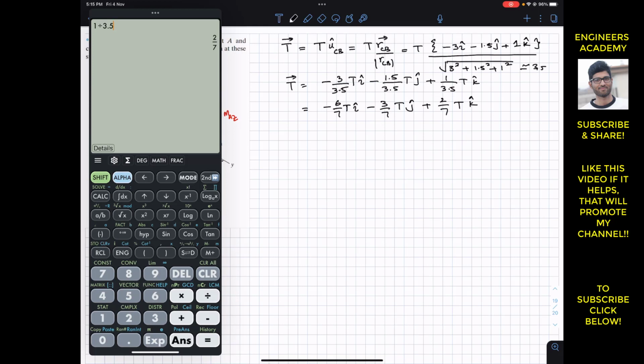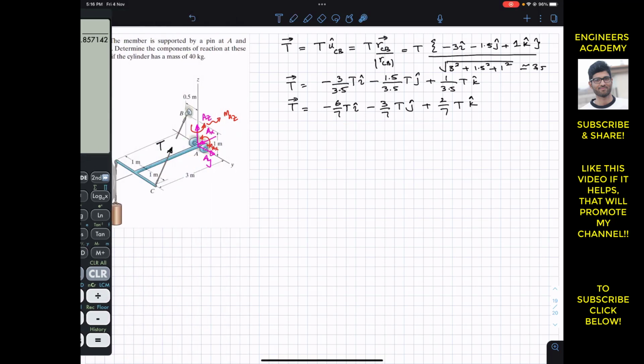You can write 3 divided by 3.5 as decimal values. So 3 divided by 3.5 is 0.857, so we can write this ratio as 0.857. It doesn't matter, so I'm going to write this as a fraction. So that's this T Cartesian vector.